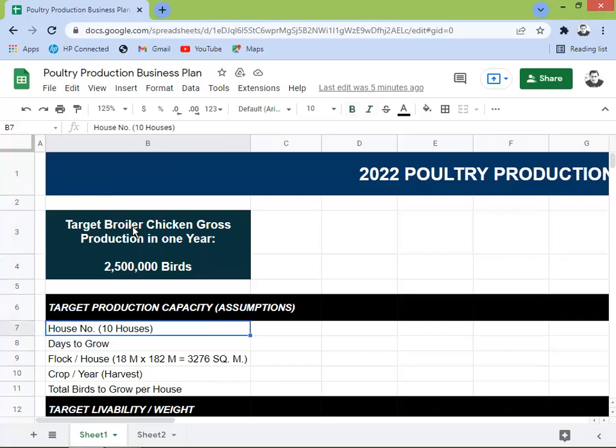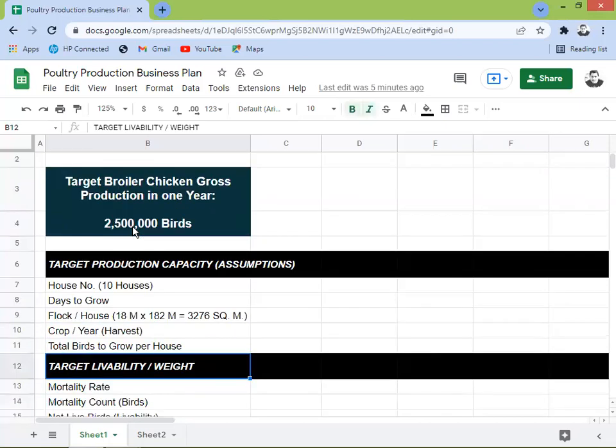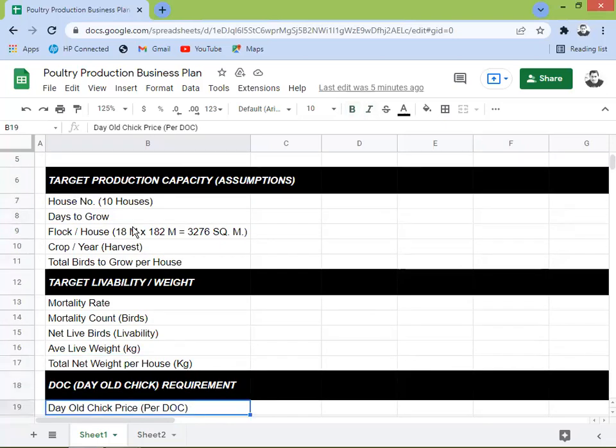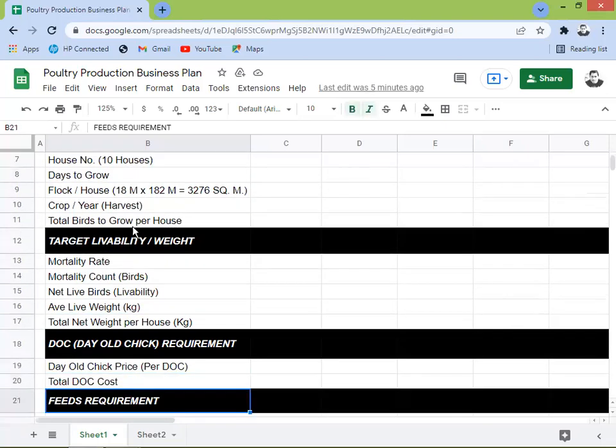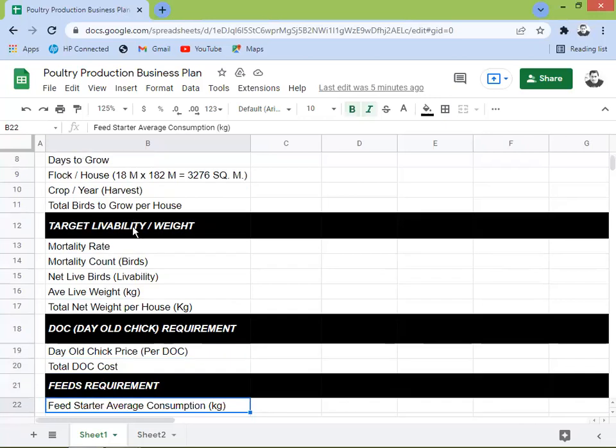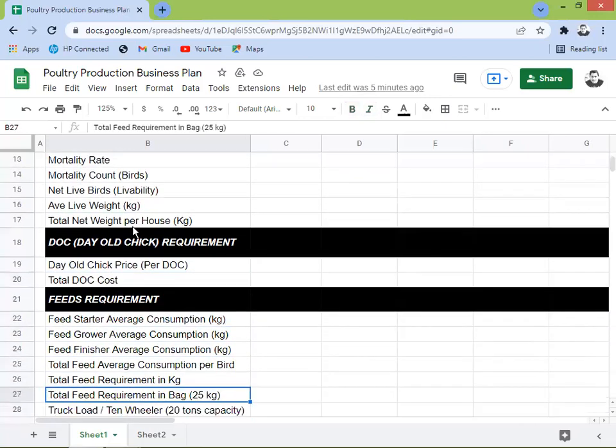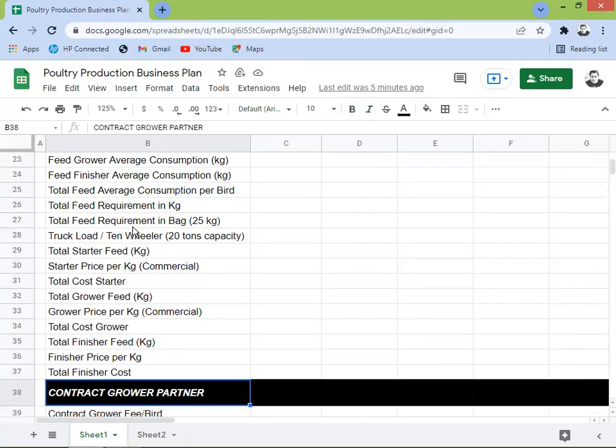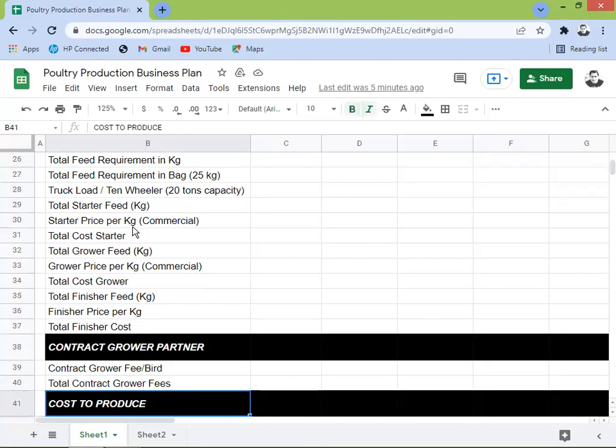In order for us to do this, we're going to have some basic assumptions. We're going to have target production capacity, target live weight, the DOC or day old chick requirement, then feed requirements, and we need contract growers.